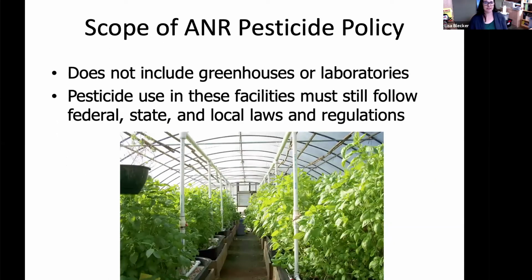Technically, the A&R policy does not include pesticide use in a greenhouse or a laboratory. Pesticide use in these facilities still has to follow federal, state, and local laws and regulations, but the use is not mandated by this policy. The rules and regulations about applying in a greenhouse or laboratory aren't covered in this policy.